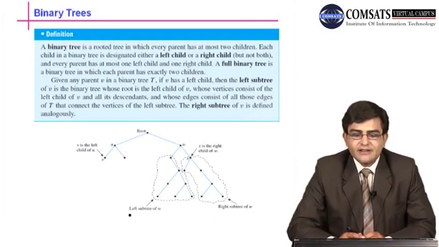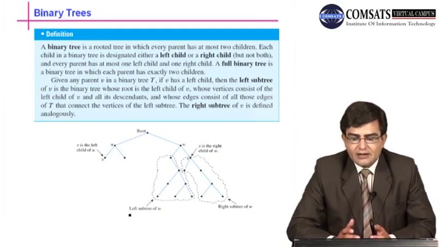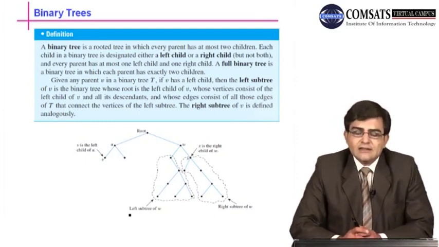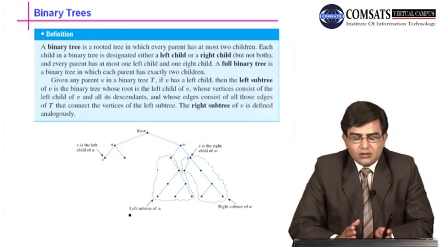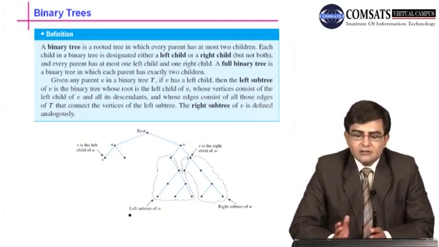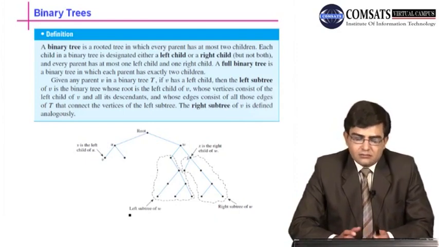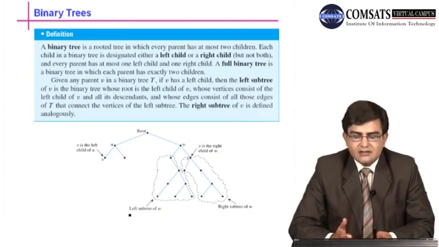Each child in a binary tree is designated either a left child or a right child, but not both. Means if any parent has 2 children, then one child will be called the left child and the other will be the right child, but not both, that is, both children cannot be the left child. And every parent has at most 1 left child and 1 right child. So this is the same thing.